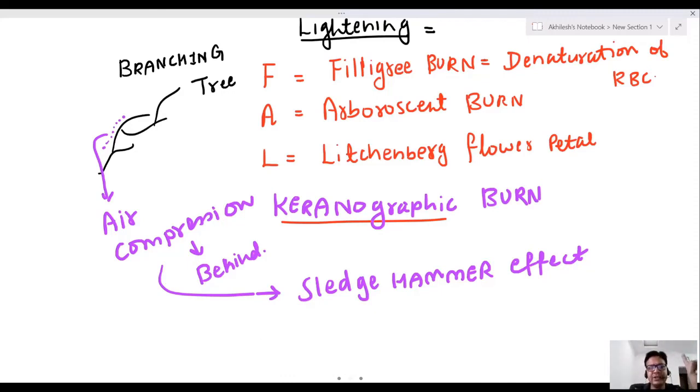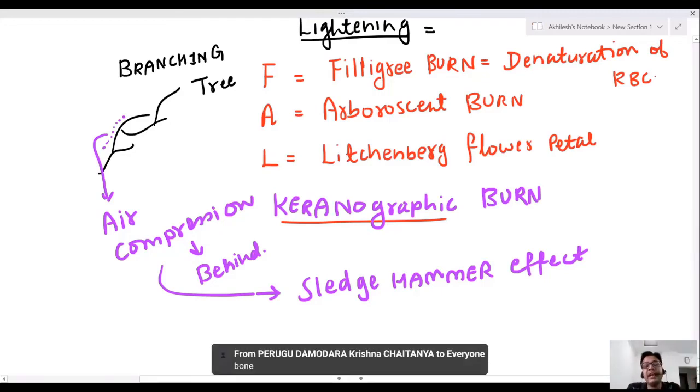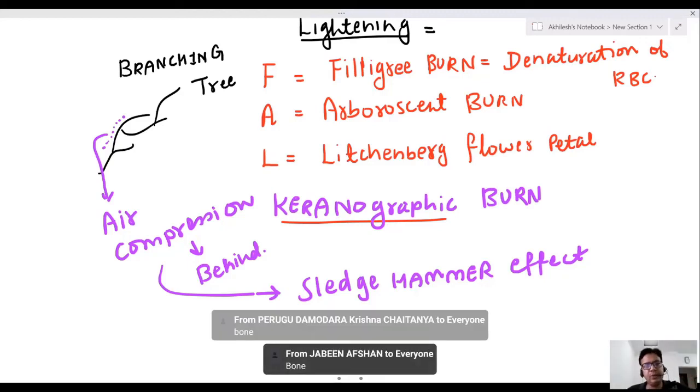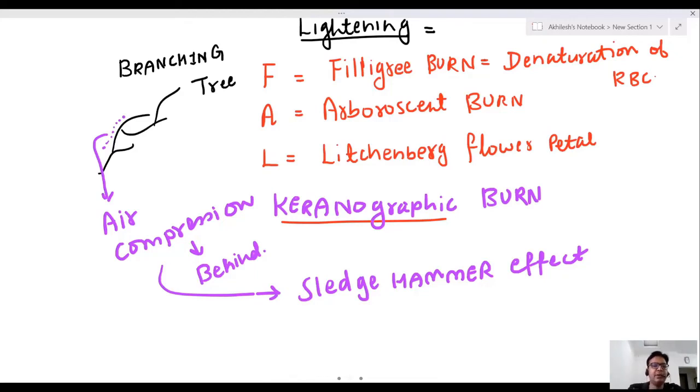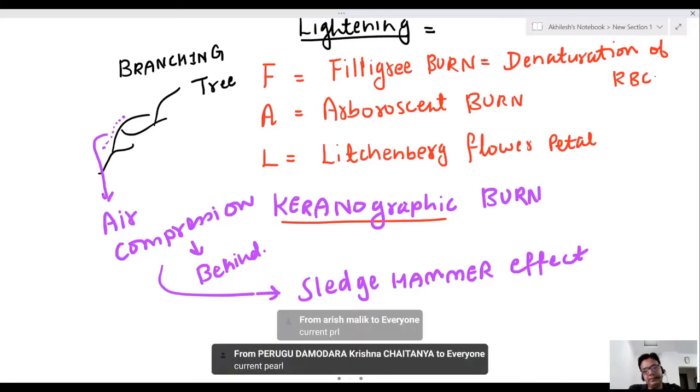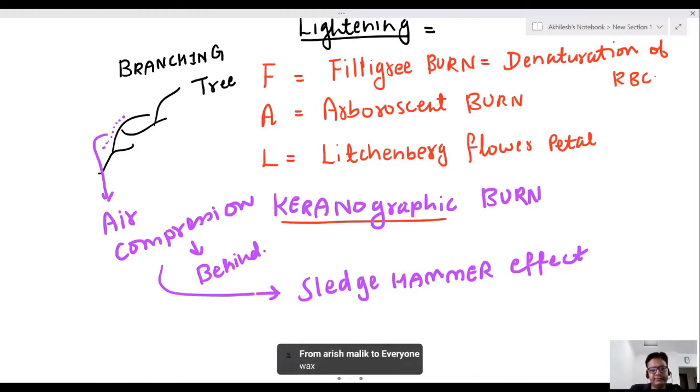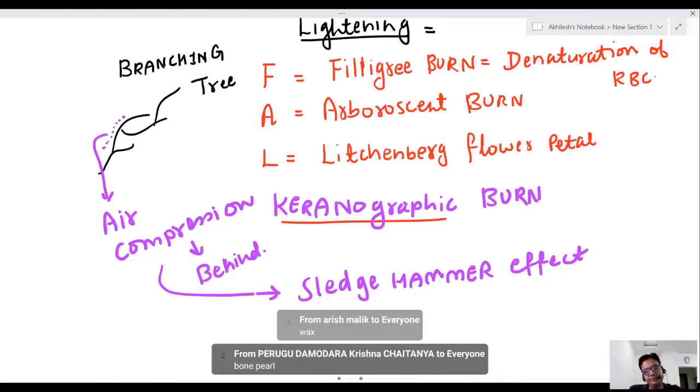What is the highest resistance structure in electrocution? Bone. When metal of the wire goes inside your skin, what is it known as? Current pearl. Calcium deposited inside the skin and subcutaneous tissue is known as wax dripping. Very good.